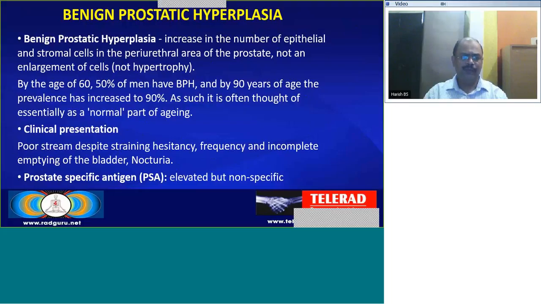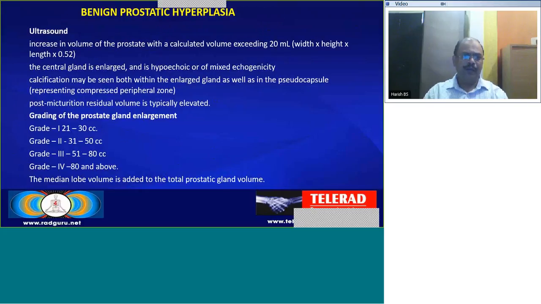The clinical presentation of BPH includes straining, hesitancy, frequency, incomplete emptying of the urinary bladder, and nocturia. The PSA levels may be elevated, and it is a non-specific finding. On ultrasound, the increase in volume can be calculated using the formula width times height times length times 0.52. Basically the benign hyperplasia involves the central gland, which is enlarged and appears hypoechoic or of mixed echogenicity. Calcifications may be seen both within the enlarged gland as well as in the pseudocapsule.